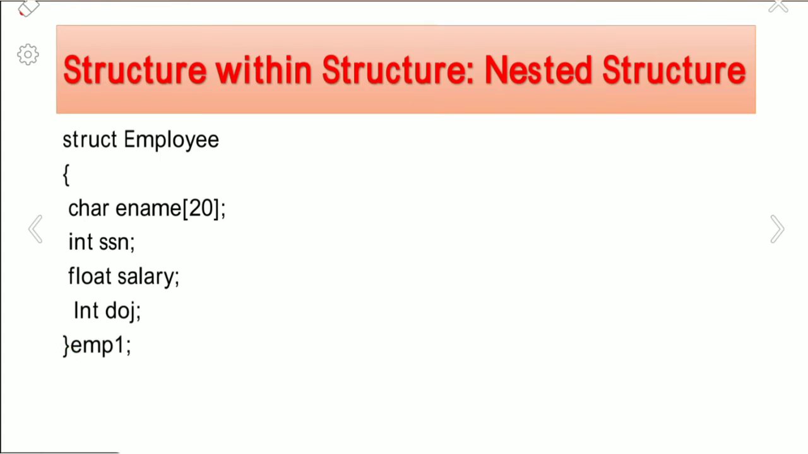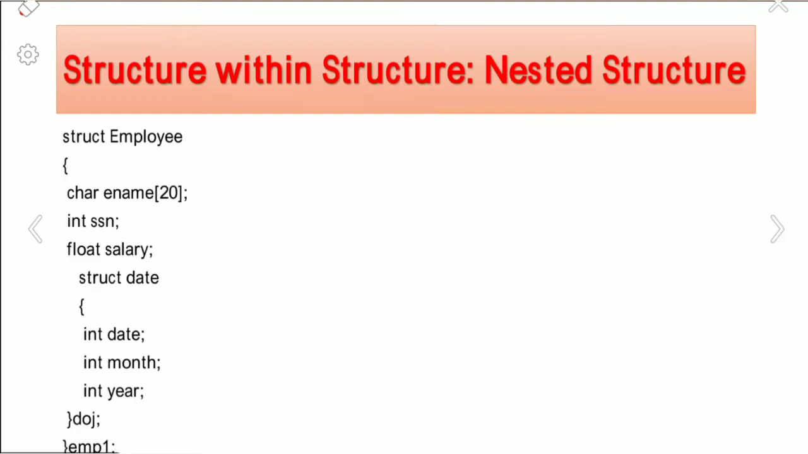In the given structure we have name, SSN, salary, and the date of joining, which can be classified further. The date of joining can be classified into three things: date, month, and year. So this data member is again consisting of some attributes, that is the date, month, and year. It is itself consisting of some attributes.